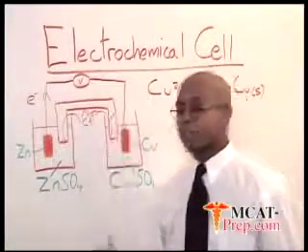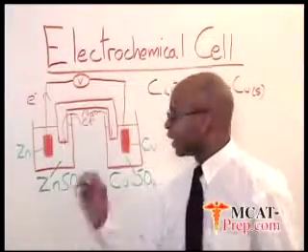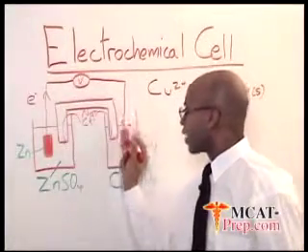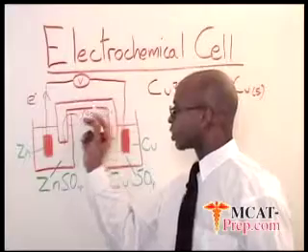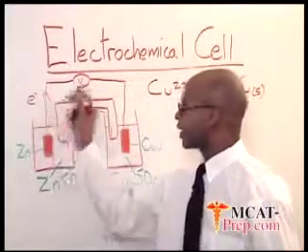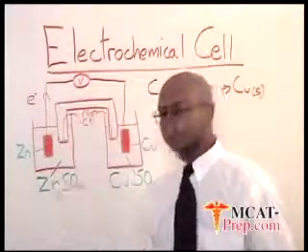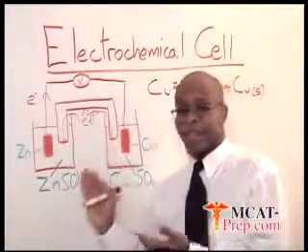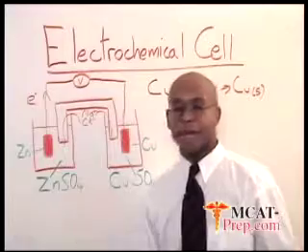Now you know why this is called an electrochemical cell. Here, the electrons carry the charge, and here the chemicals carry the charge. Electrochemical cell. It's also called a galvanic cell, and after all, this is the basis of modern day batteries.